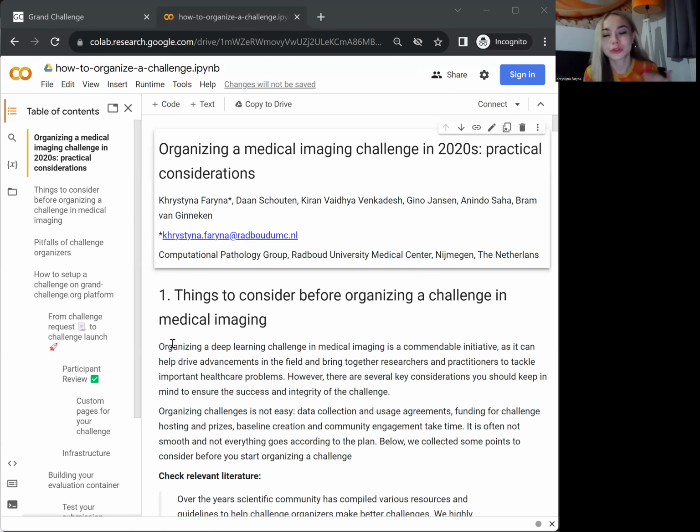Hi, our tutorial is called Organizing a Medical Imaging Challenge in 2020's: Practical Considerations. I'm Khrystyna Faryna, a PhD candidate at Radboud University Medical Center and a member of the Grand Challenge support team.